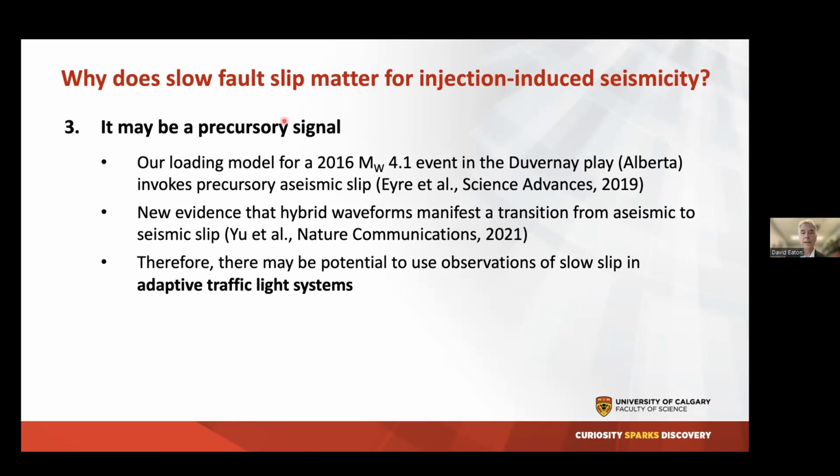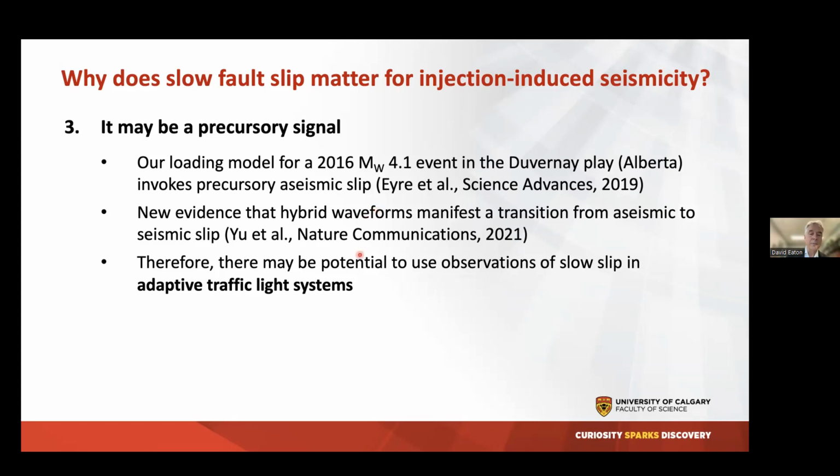Another reason why it might be important, particularly for regulators, is that slow slip might be a precursory signal. For example, our loading model for the 2016 event in the Duvernay play invokes precursory slow aseismic slip. So it stands to reason that if we have that information, it might have been useful to know for short-term hazard forecasts. There's also new evidence that what are referred to as hybrid waveforms, so lower frequency waveforms, might manifest a transition from aseismic to seismic slip. This was published last year in Nature Communications by You et al. And so this might be pointing us in the direction of what we need to look for.